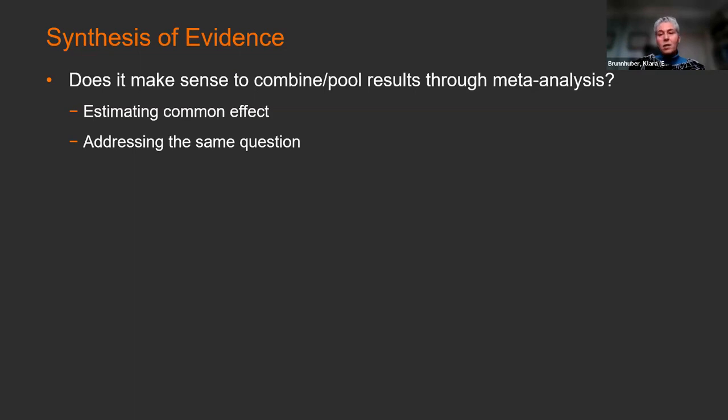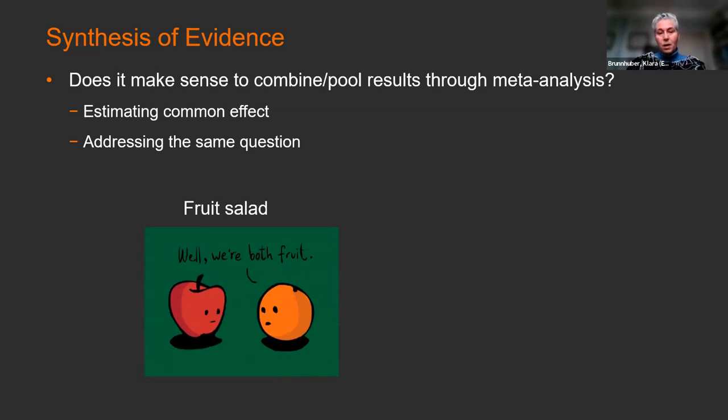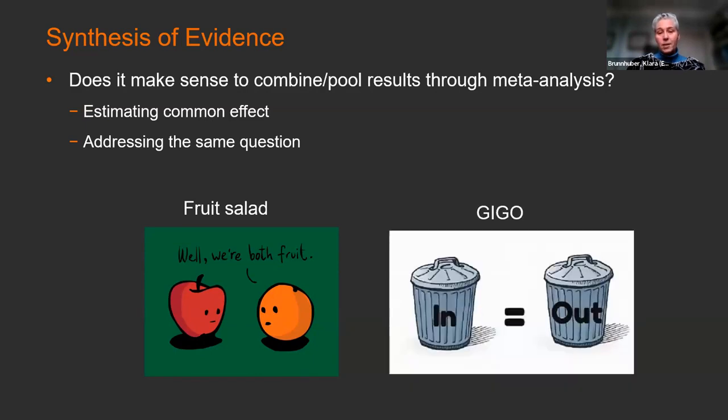So, what are the circumstances in which you can actually conduct a meta-analysis? So when can you pool results? You have to be able to estimate a common effect, and you have to make sure that all of them have addressed the same question. Otherwise, you might end up with very undesirable effects. If your studies are of poor quality, you will receive poor quality results at the end of your systematic review.